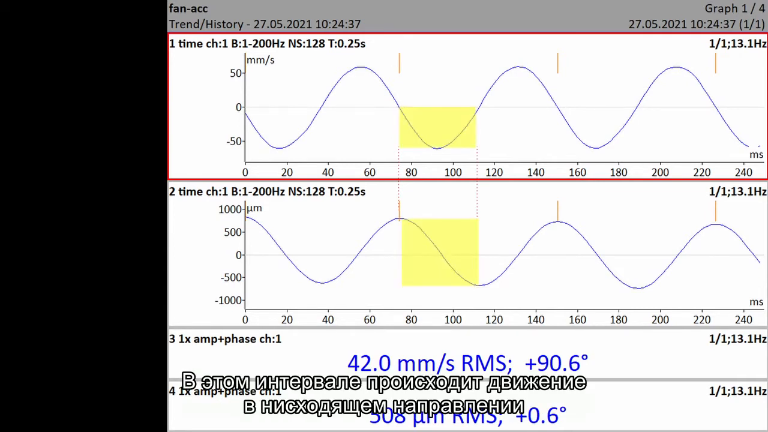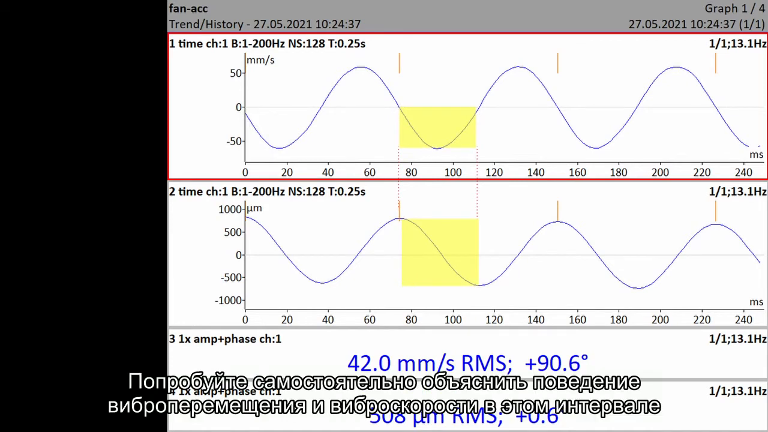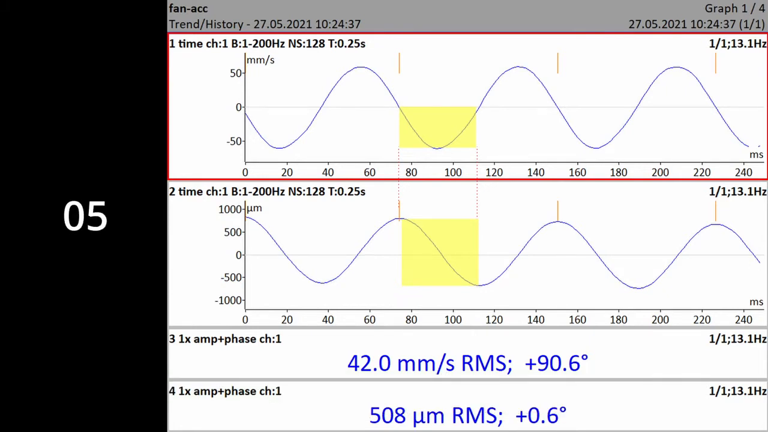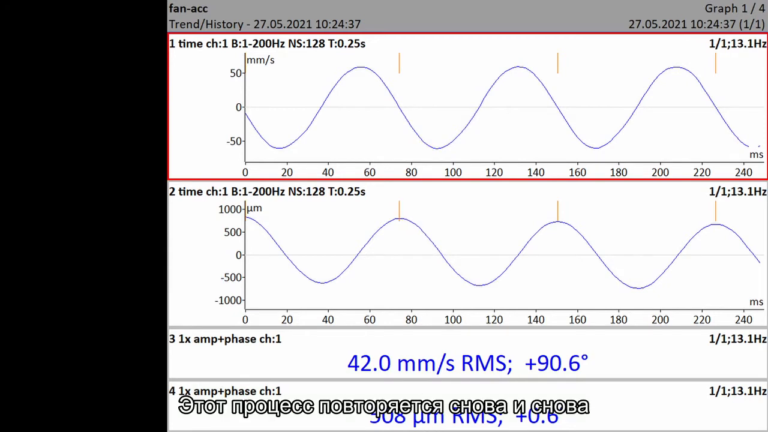In this interval, a downward movement takes place. The velocity is negative. Try to explain displacement and velocity in this interval yourself. We have described one signal period or one rotation, if you wish. This process is repeated again and again.